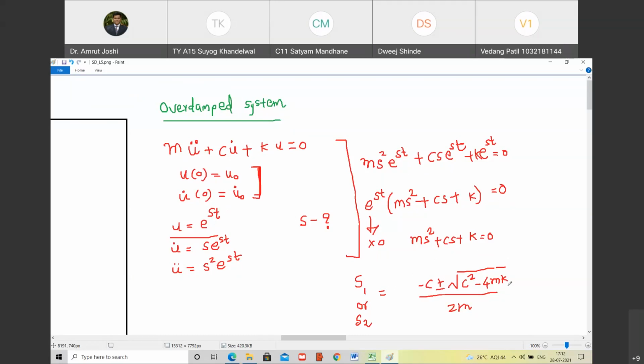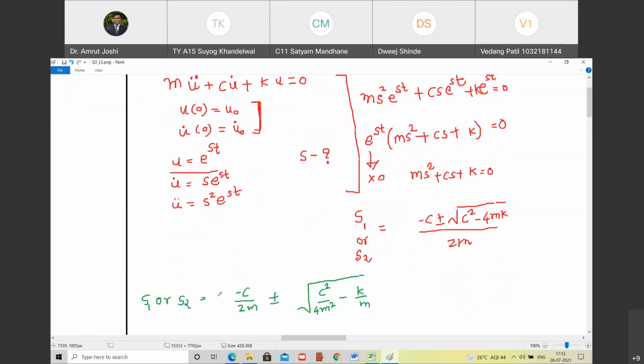Now the only thing is for the system, and then I have taken this 2m, minus c by 2m ऐसे लिख दिया, plus and minus, ये 2m root के अंदर जाएगा तो 4m squared हो जाएगा. So it is c squared upon 4m squared minus k by m, because 4mk divided by 4m squared gives you k by m. तो यहां तक की journey सब systems का सेम ही है.